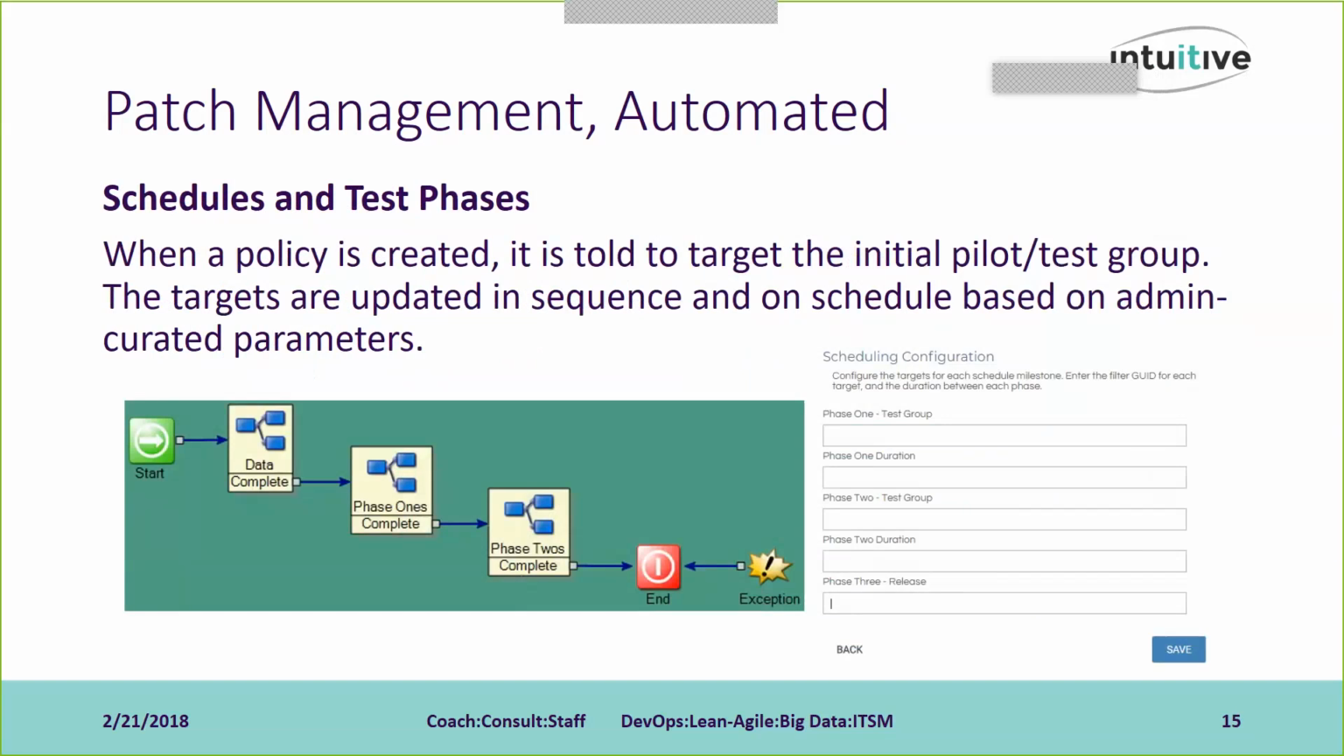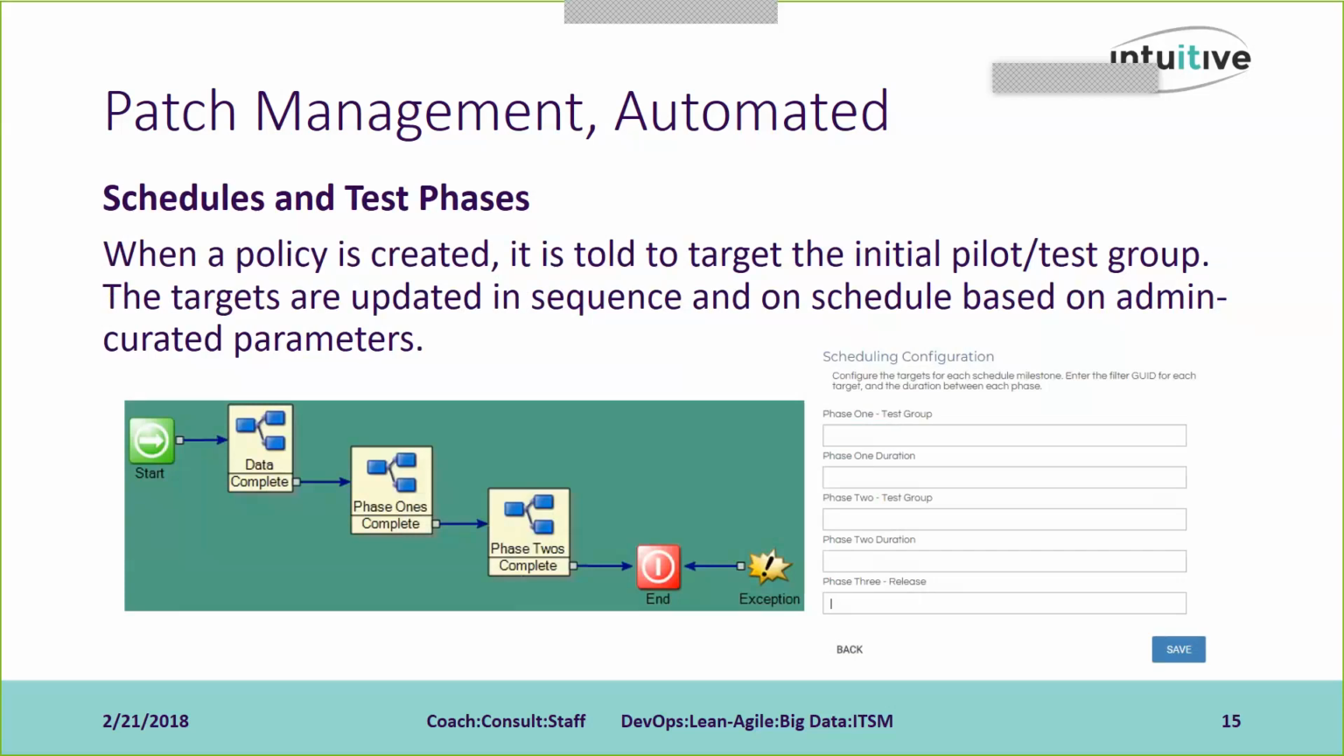Okay, so after our policy is created, I guess I should say when the policy is first created, in this case, it is targeting the first pilot group. So we have one test group and then another test group and then out to production it goes. So when the policy is created, at creation time, it is told to target the first test group. From then on, the scheduling model is going to reference the data that an administrator has set up in the scheduling configuration admin portal page that you see screenshot here on the right.